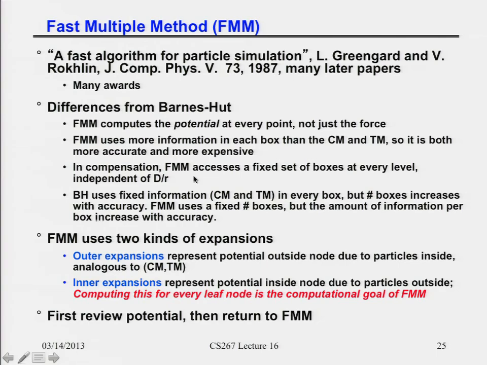Instead of evaluating this D over R, it's just going to be, you know, are you a first cousin twice removed kind of question in the tree. And then I'll know exactly who appears in the sum.